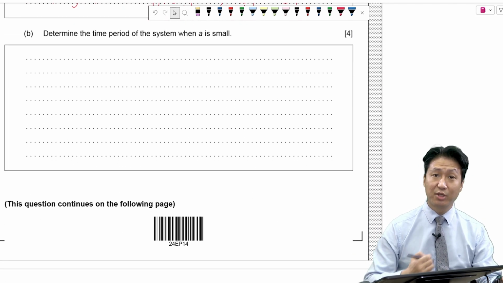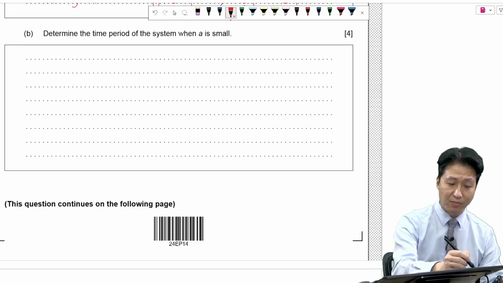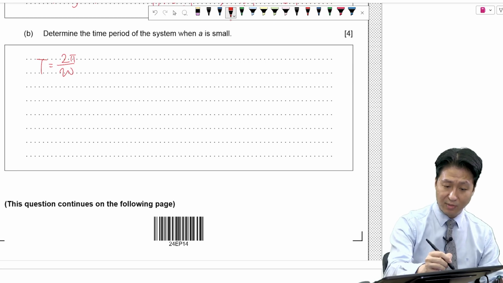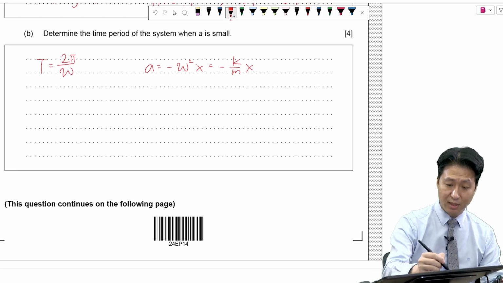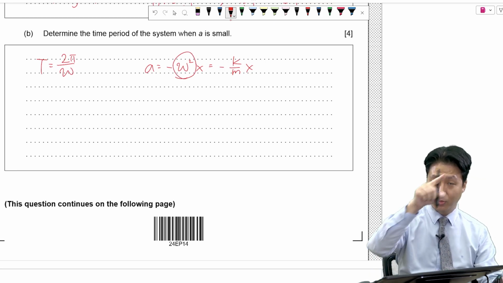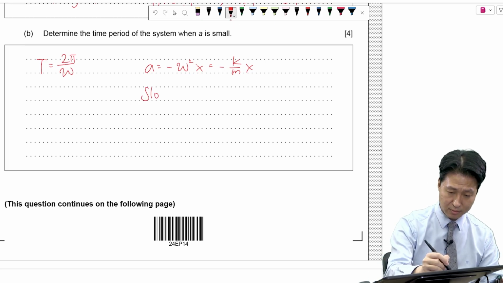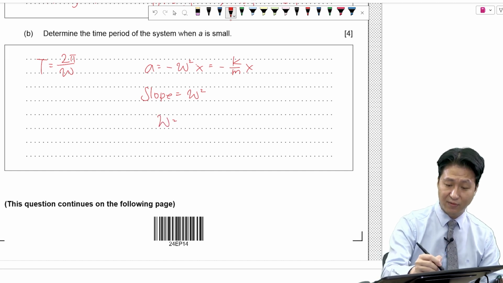In this next question, it asks us to determine the time period of the system when the acceleration is small. First, in order to find the period, you have to use period is equal to 2 pi over the angular velocity. And in this case, remember that acceleration is negative angular velocity squared times the displacement, which is also negative k over m times the displacement. This implies that the slope of this graph above is going to be the angular velocity squared. So in order to find the angular velocity, you have to find the square root of the slope.